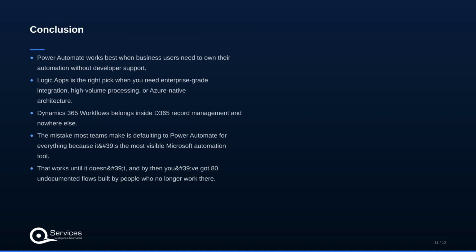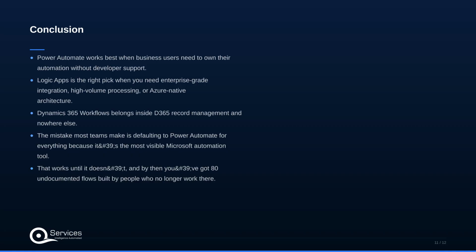Next up, let's talk about conclusion. Choosing between Power Automate versus Logic Apps versus Dynamics 365 workflows comes down to 3 factors: who builds it, what systems it touches, and how much volume it needs to handle. Power Automate works best when business users need to own their automation without developer support. Logic Apps is the right pick when you need enterprise-grade integration, high-volume processing, or Azure-native architecture. Dynamics 365 workflows belongs inside D365 record management and nowhere else.